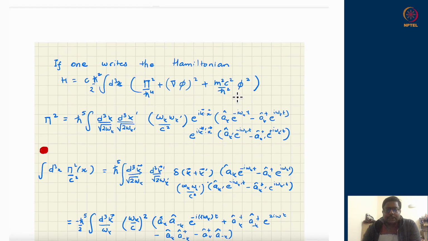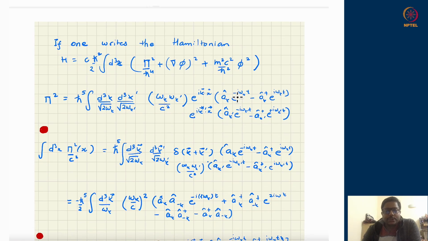So now let us get back to the Hamiltonian and try to see what it looks like in terms of these ladder operators, the creation and annihilation operators. We know at the classical level, when we wrote it down, the Hamiltonian was made from quadratic terms. So there was a c h bar squared by 2 outside. Then there was an integration d3x and pi squared upon h squared.